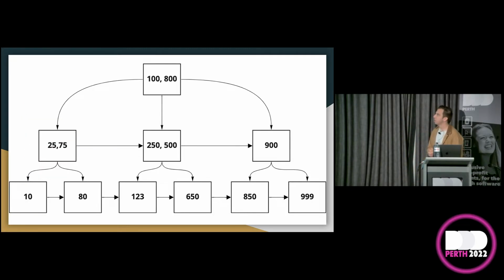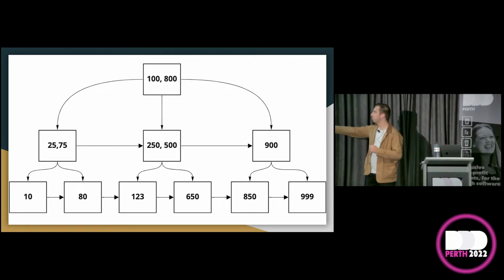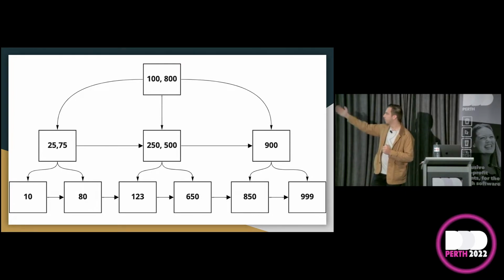What does it look like? Okay, so at the top, we have the root node. At the bottom, we have the leaf nodes. And you can notice it's kind of ordered with the smallest numbers at the left, biggest numbers at the right.